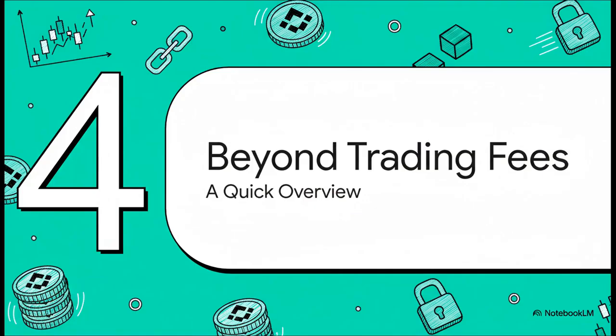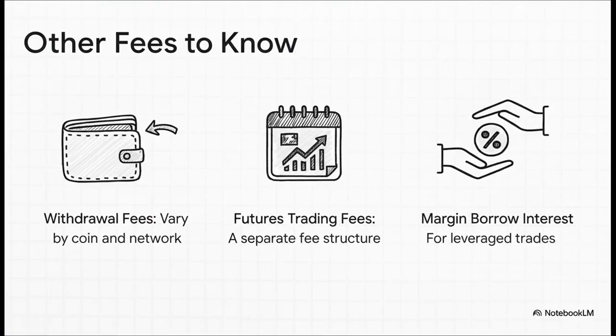So we've obviously been focusing a lot on spot trading fees, because that's where most people live. But it's good to remember that Binance is this huge ecosystem, and there are a couple of other costs you should probably have on your radar. Yeah, so just keep these in the back of your mind. You've got withdrawal fees, which are different for every coin and every network. Futures trading, that has its own whole separate fee structure, still with maker/taker fees though. And of course, if you're trading on margin, you're going to pay interest on anything you borrow. We're not going to get into all that today, but it's just super important to know that they're out there.